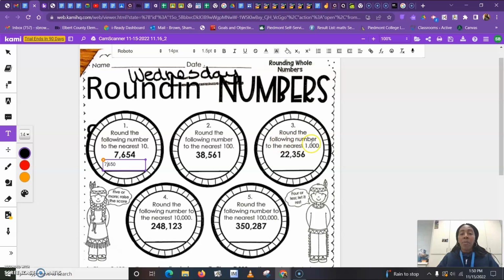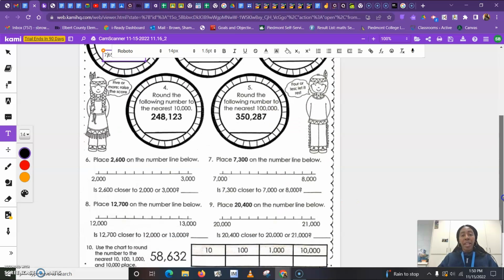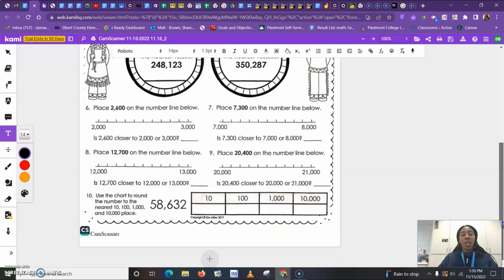Number 3, round the following number to the nearest 1,000. Number 4 says round the following number to the nearest 10,000. And number 5, round the following number to the nearest 100,000. And then on the bottom, you're just using a number line to place the numbers on the correct spot. And then they ask you a question about the numbers. And you answer by using the number line.